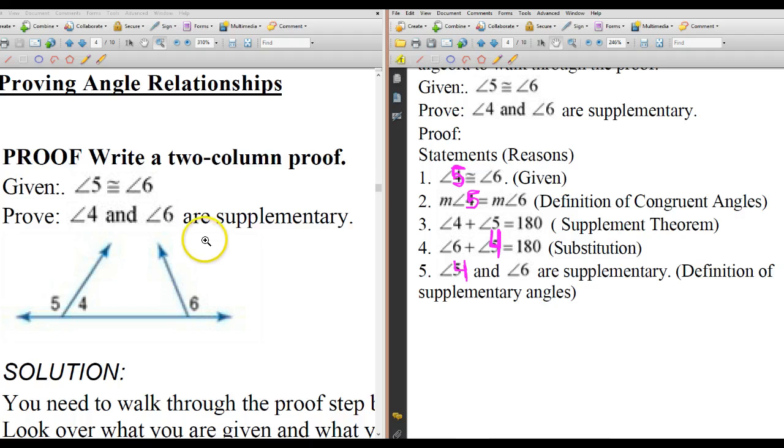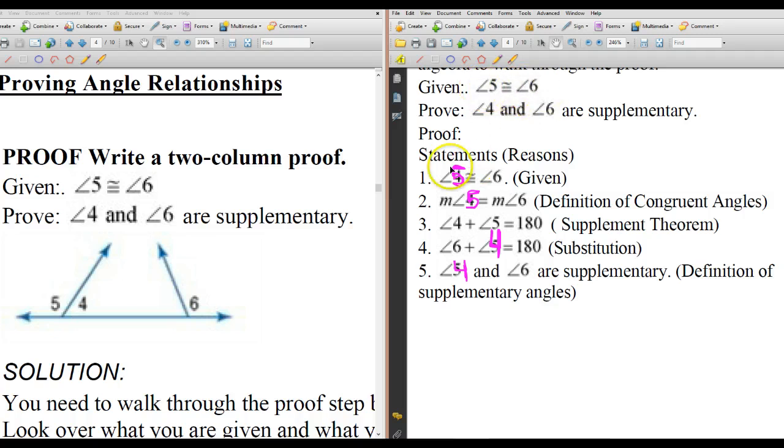Okay, for this next one, number 15, we want to write a two-column proof. We're given that 5 is congruent to angle 6, and we want to prove that 4 and 6 are supplementary, that they add up to 180. So the first thing that we're going to do is state our given information.